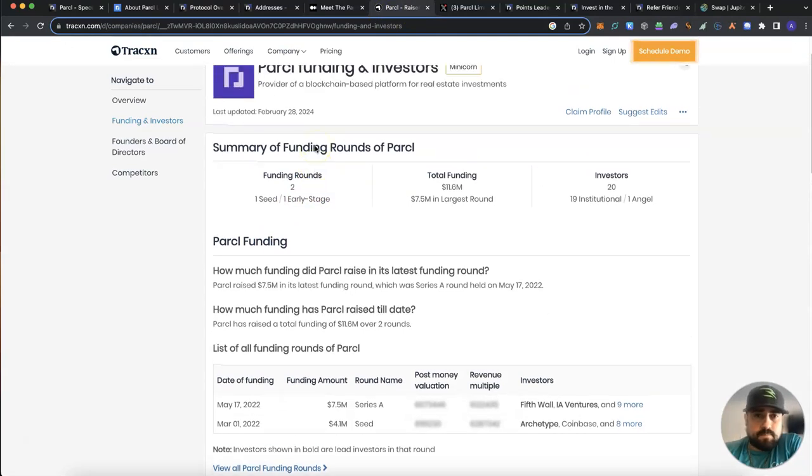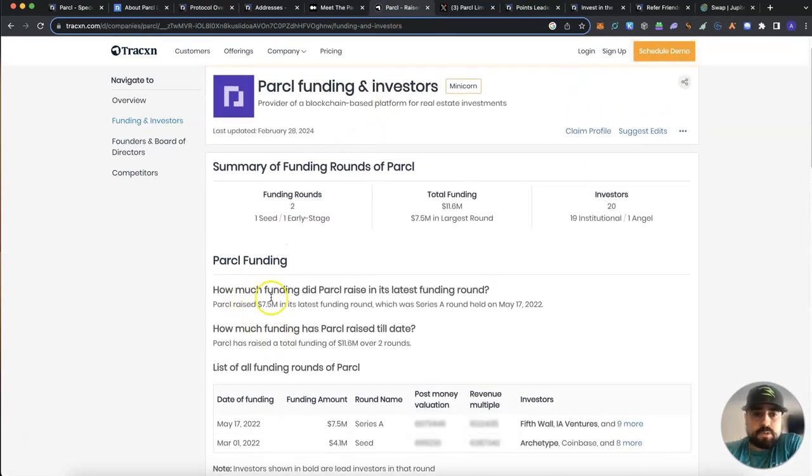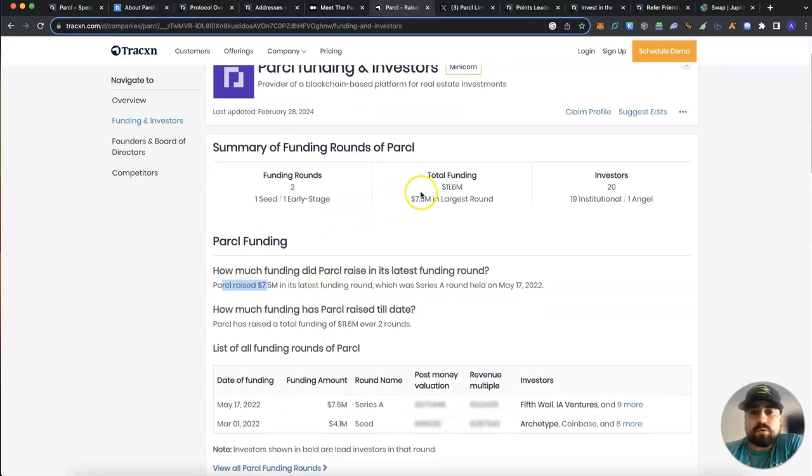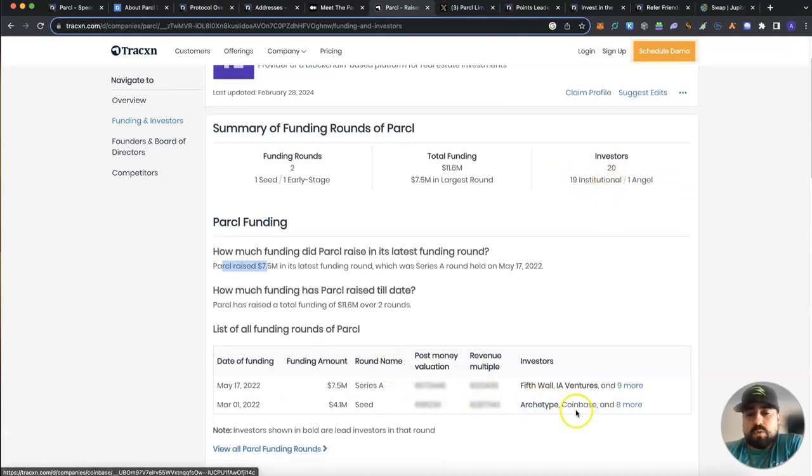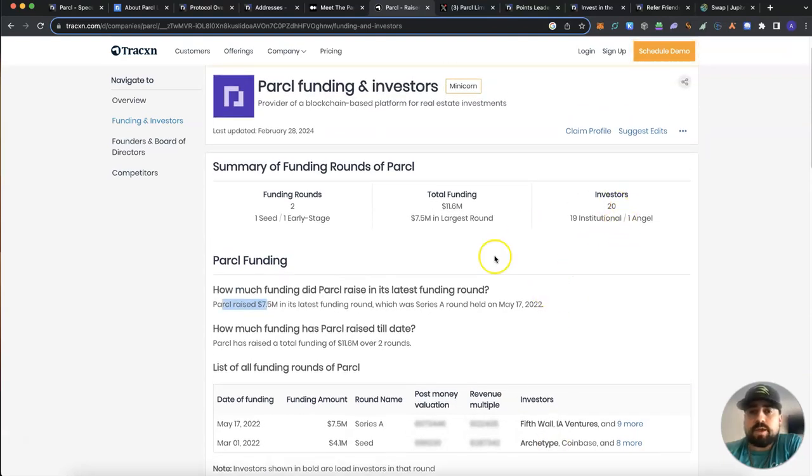And here is what they have raised so far. So you can see here, Parcl raised 7.5 in the last round, and a total of 11.6 million from 20 investors. One of them was Coinbase, and here's a couple of the other ones. And so 11.6 million in funding is really good. They just came out with, it looks like, pre-market data that shows their estimated value right now is right around 1.5 billion, which is really, really good.